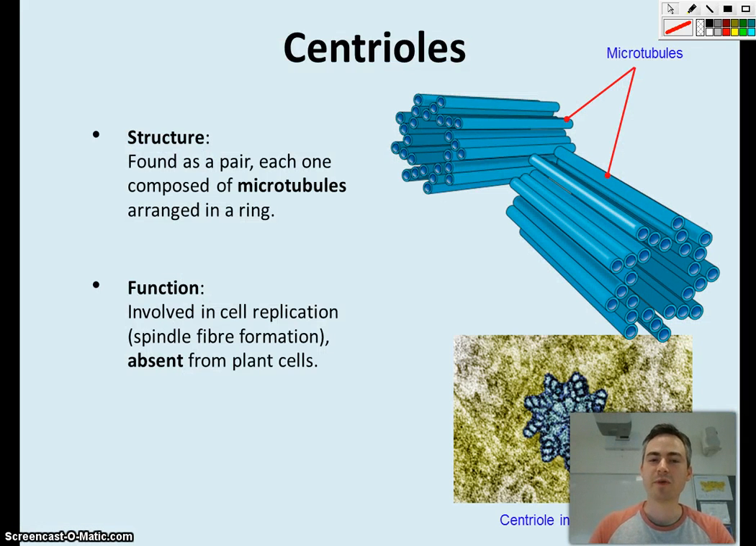Okay, centrioles you might be familiar with when we looked at mitosis. Centrioles are not found in plant cells. They're only found in animal cells. They function as a pair in animal cells.